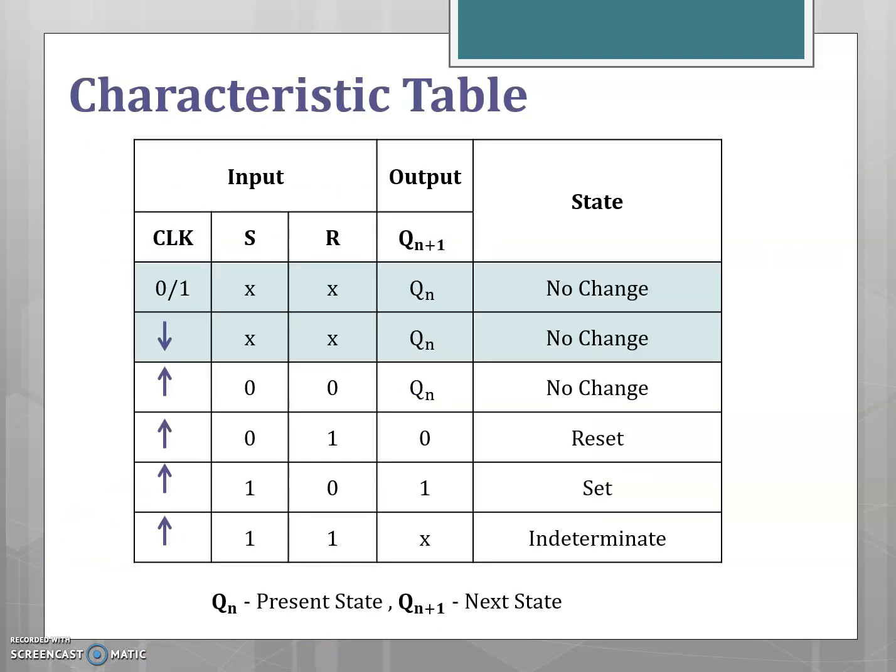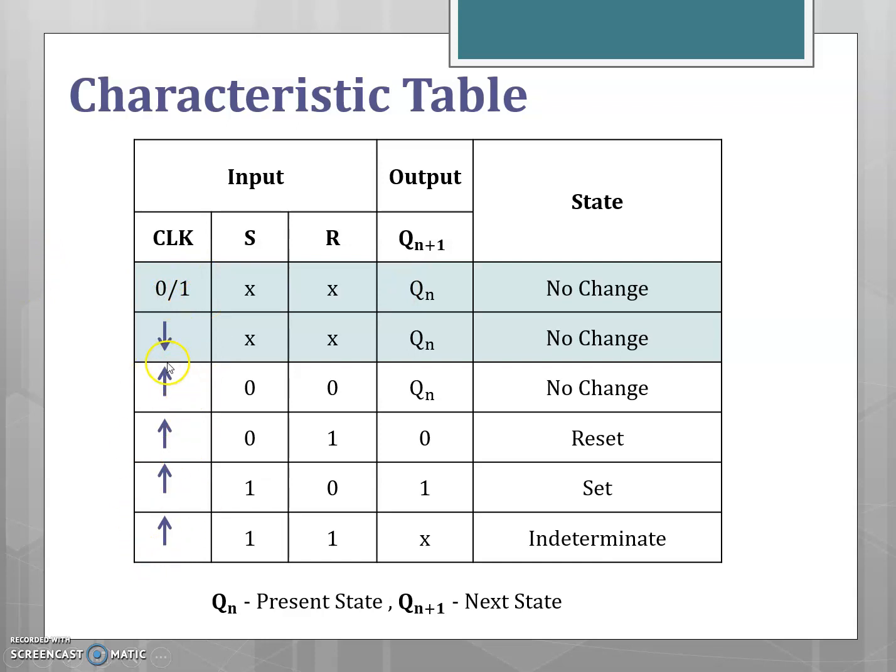Coming to the characteristic table, this table defines the logical properties of the flip-flop, describing the operation of the flip-flop in tabular form. Since this flip-flop is positive edge triggered, for the negative edge triggered and for logic 0 or logic 1, irrespective of the S and R inputs, the output Qn plus 1 is the same as the present state Qn. That is, there is no change for these two cases.